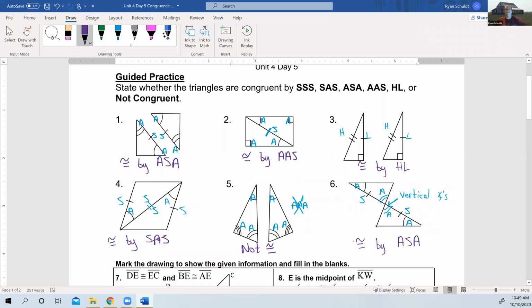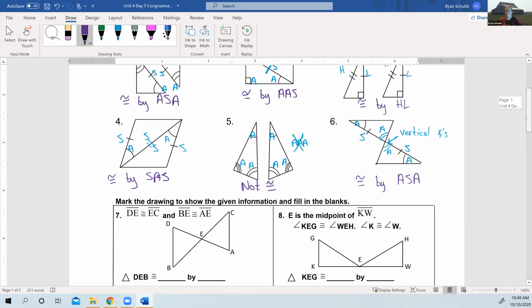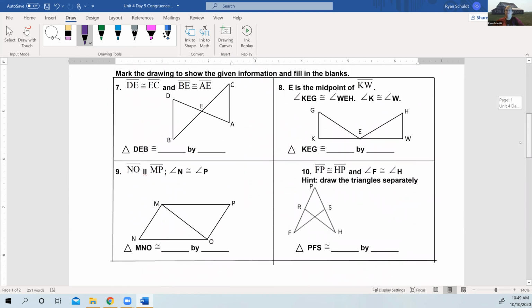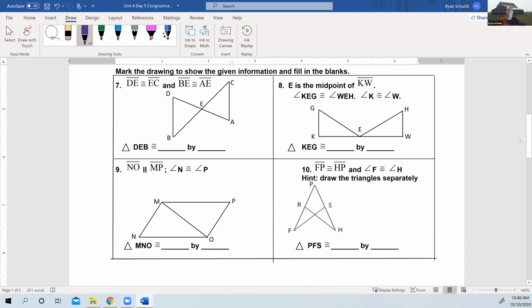Okay, that's the first 6 of the guided practice. Now we're going to do the next 4. So we're going to do 10 of your problems together. There's only 20 on here. So that's at least a 50.